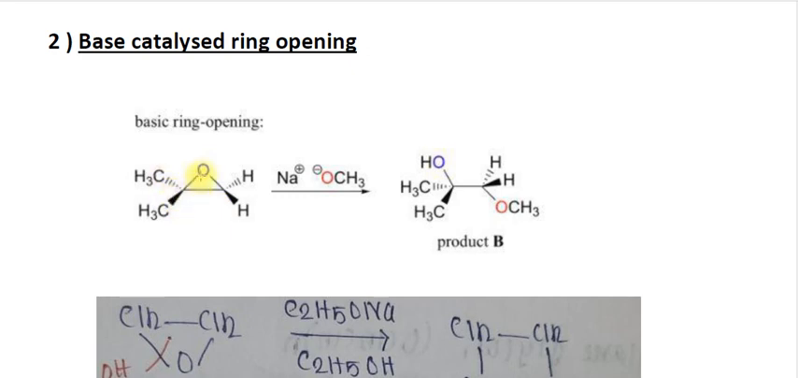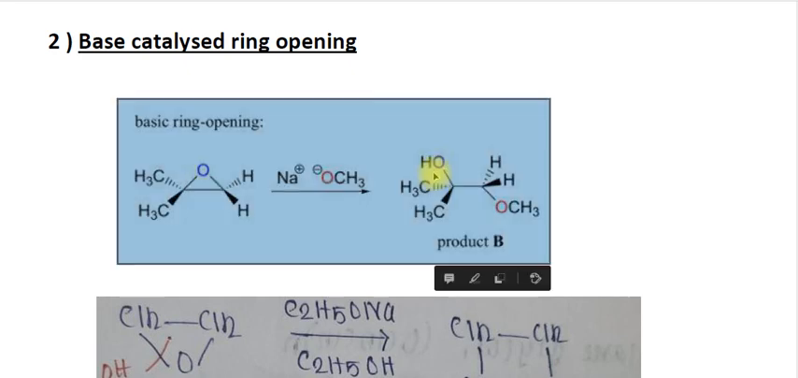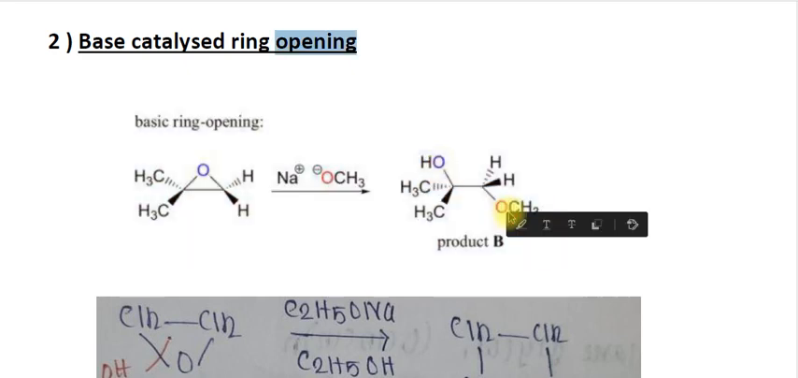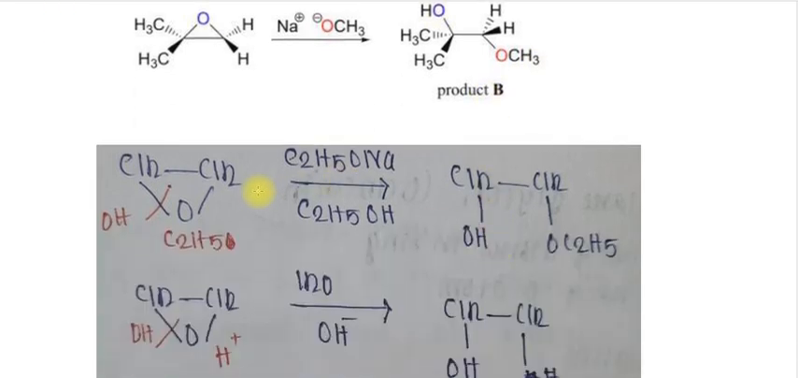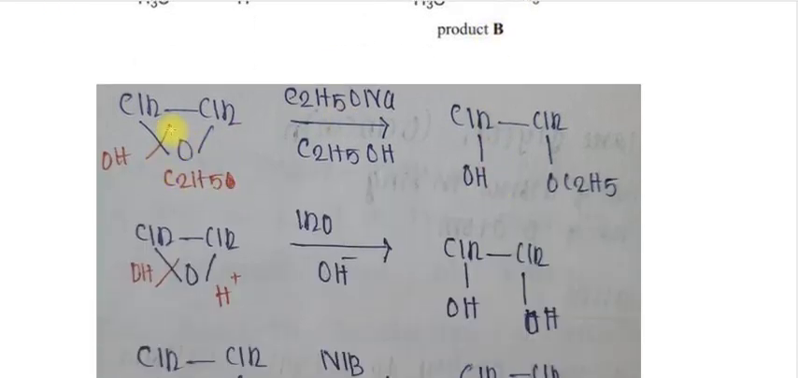the epoxide in the presence of NaOCH3. Here the attached nucleophile is OCH3, and OH is formed here. That is, the OH is attached here, and the OCH3 nucleophile is attached here. So this is the product. Here examples are shown like this.